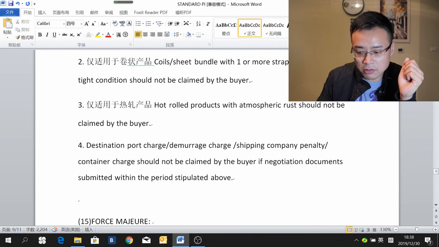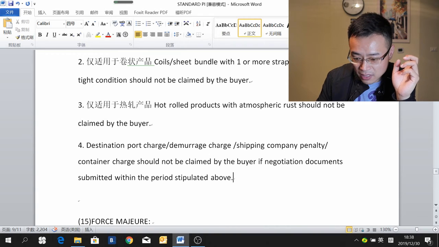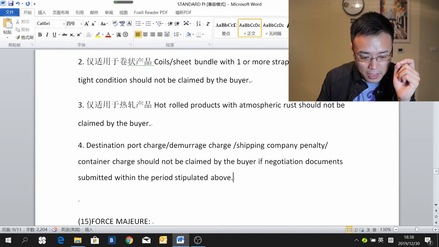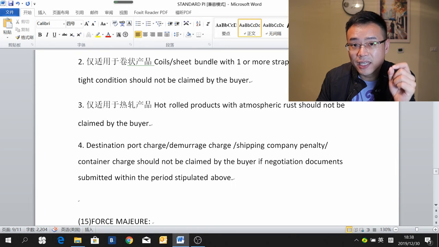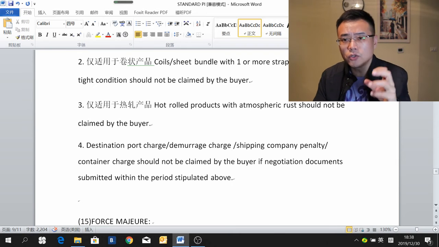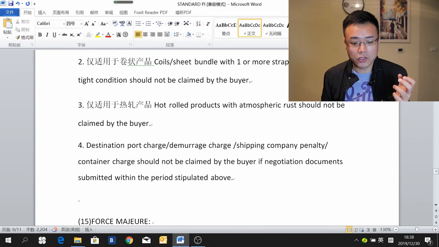Sometimes your documents have a typing mistake, especially the bill of lading. The bill of lading really takes a long time to issue. From the bill of lading date, the shipping company may take like 7 to 10 days to issue the bill of lading. And because the bill of lading is a legal ownership document, they have to send the original paper to you by DHL.